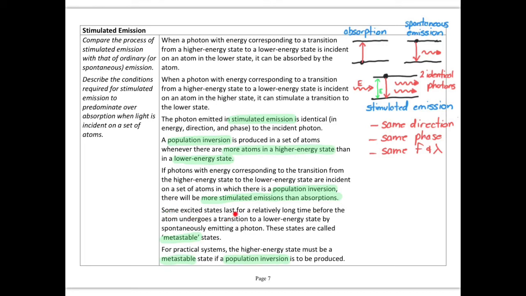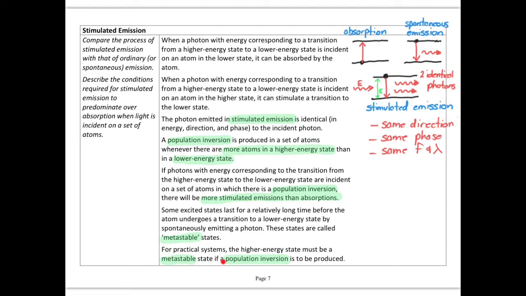Now, some excited states last for relatively long periods before they undergo transition into a lower energy state by spontaneously emitting a photon. These are called metastable states. So if we want to create a situation where we've got lots of atoms in an excited state, we actually need a long-lasting excited state to create. So we need to find an atom that has one of these metastable states, one of these relatively stable higher energy states, so that we can excite the atom somehow and create a situation where lots more are excited than are in the ground state.